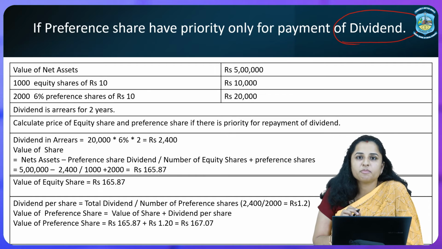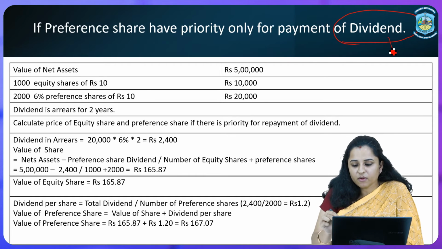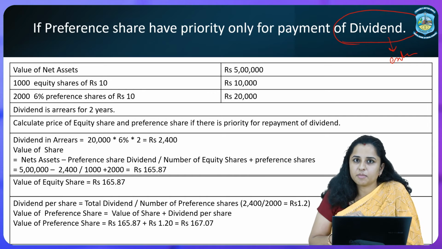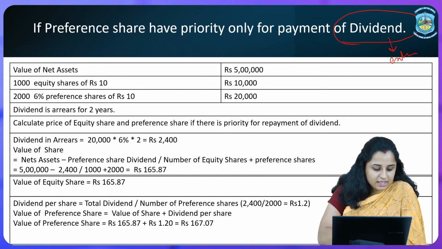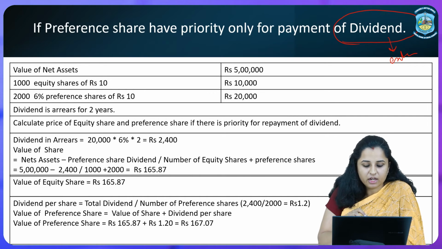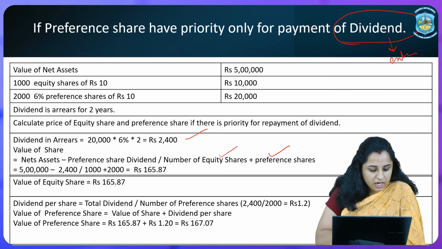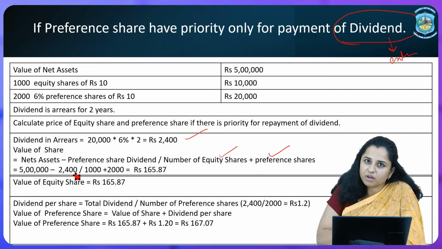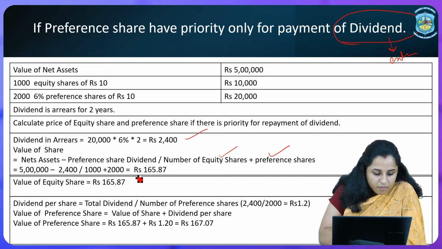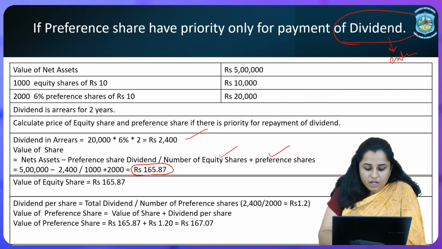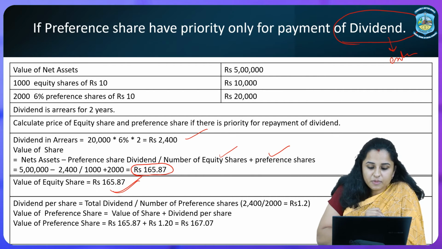So let us understand this situation also with the help of an example. In case preference shares have priority only for payment of dividend, this dividend will be treated as an external liability. So that means from the amount of net assets you are going to subtract preference share dividend, and then divide it by the number of equity and preference shares. We all know the dividend is rupees 2400. So from the net assets of 5 lakh, I am going to subtract the dividend. This is treated as a liability. Then I am going to divide this by the number of equity plus preference shares, which is 3000. So I am going to get value of every share as 165.87. This is the value of every equity share.